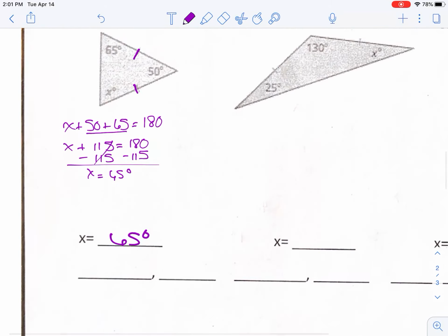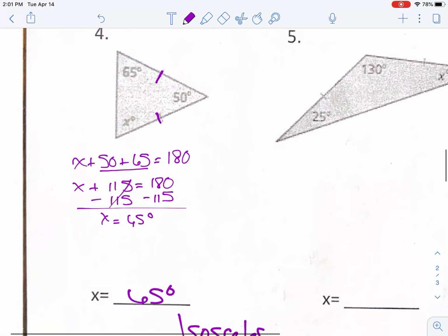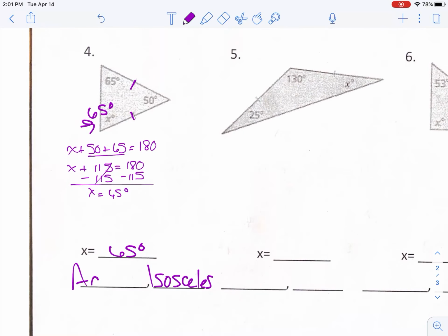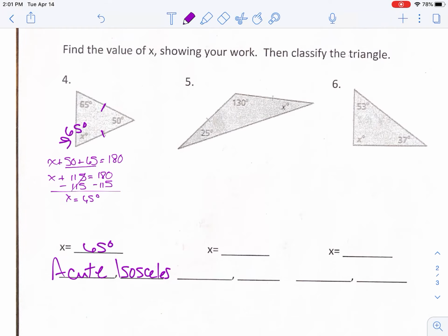Okay, so I see 2 tick marks, which means this is going to be an isosceles triangle. And then let's look at the measures. 50 degrees, 65 degrees, and then this one was also 65 degrees. All three angles are less than 90 degrees. So this is an acute triangle.